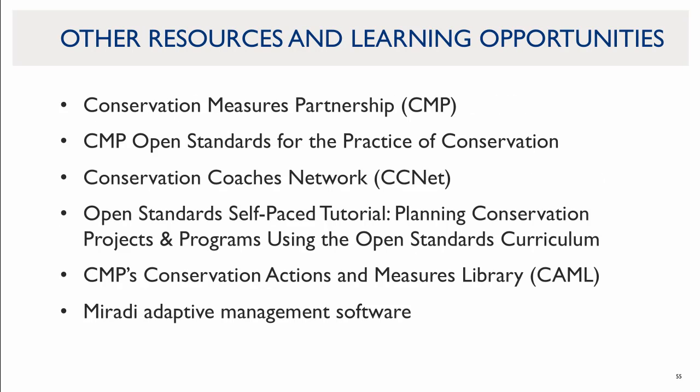The Conservation Measures Partnership is a partnership of conservation donors, non-governmental organizations, and government agencies, including USAID, that seek better ways to design, manage, and measure the impacts of their conservation interventions. CMP's open standards for the practice of conservation, which include results chains as a key tool, are a comprehensive reference of principles, processes, and best practices of adaptive management and conservation in other development sectors.